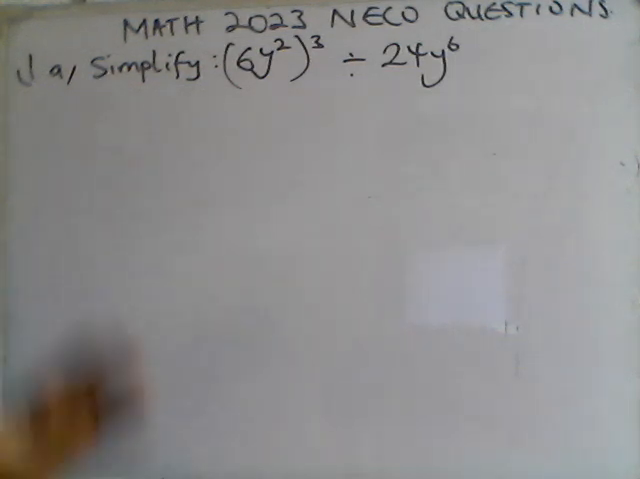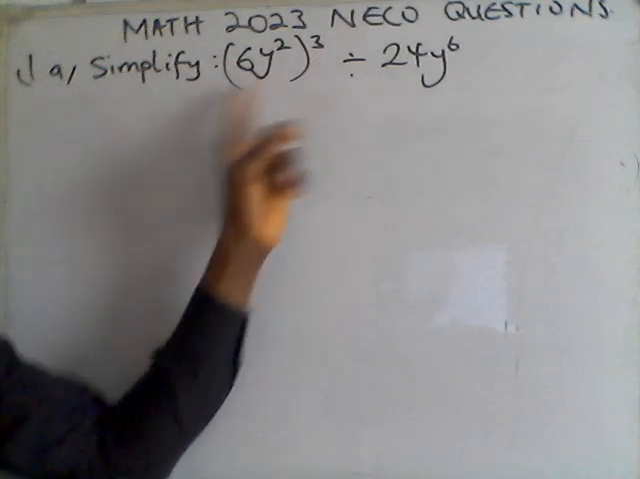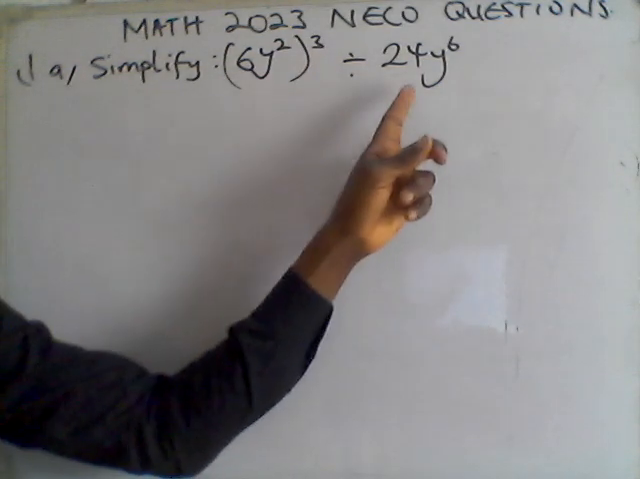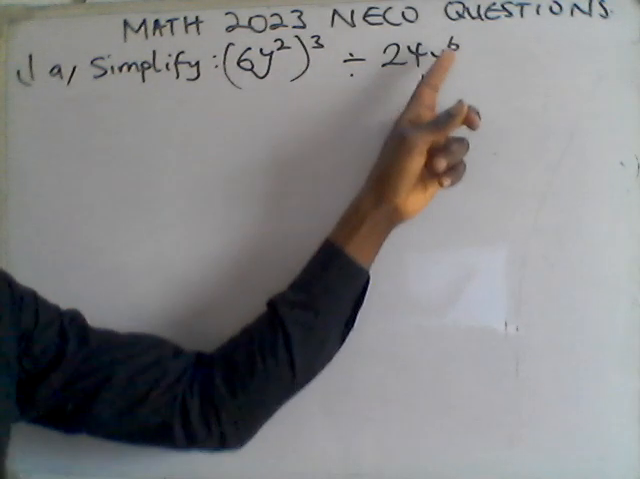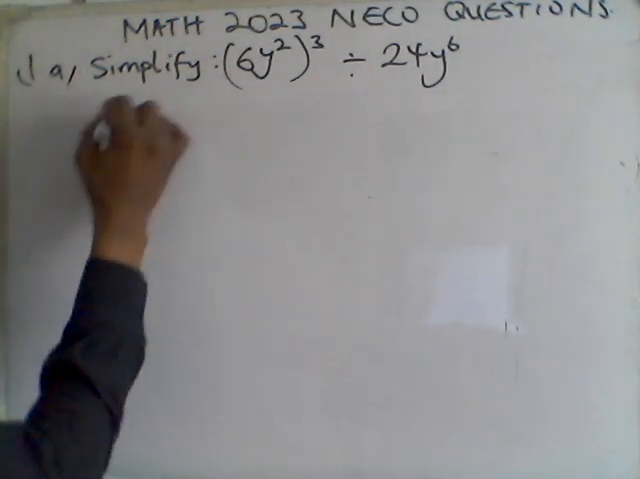Today we'll be looking at a series of questions from NECO maths questions. We'll be sampling the 2023 exams, and I have a question on the board. I will dive in straight to the question. It says simplify 6y squared all raised to power 3 divided by 24y raised to power 6. So the first thing we'll do is to write it in quotient form.